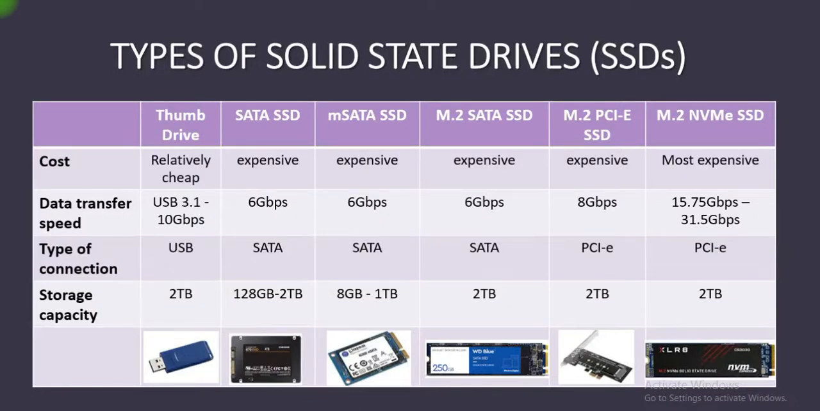All right, so here we have a lovely chart looking at the different types of solid state drives. Everybody should be pretty much familiar with this one, which is a thumb drive, same thing as the USB drive. So we have the thumb drive, SSD, SATA SSD, mSATA, M.2 SATA, M.2 PCIe, and the M.2 NVMe. What does all of this mean?